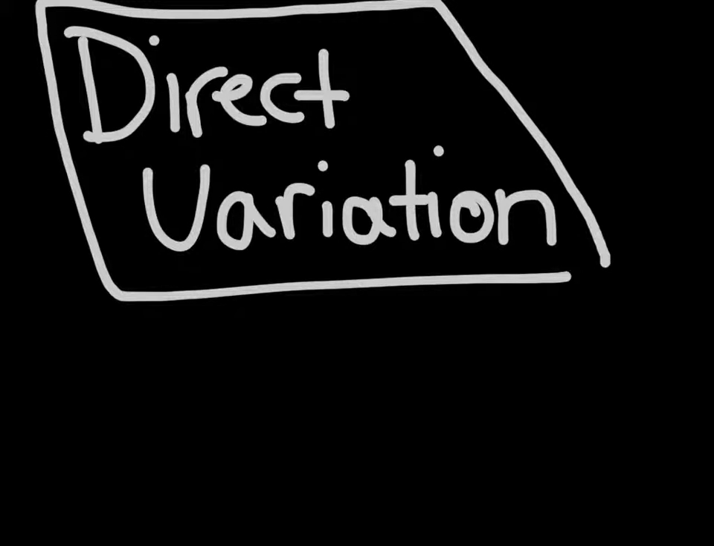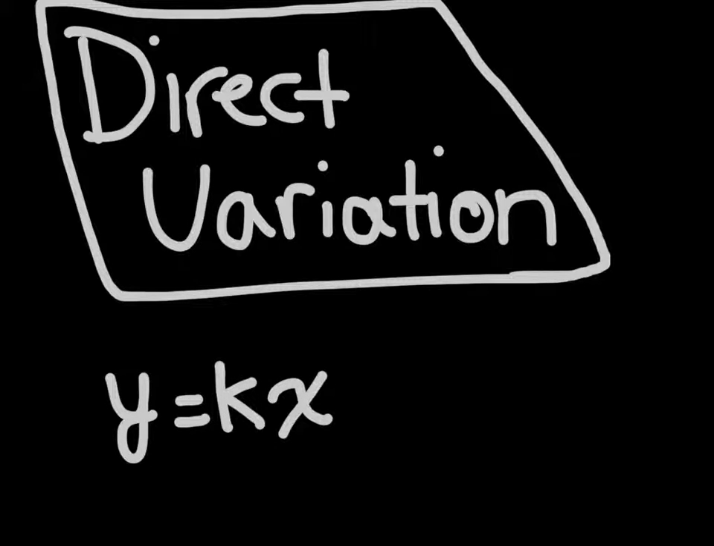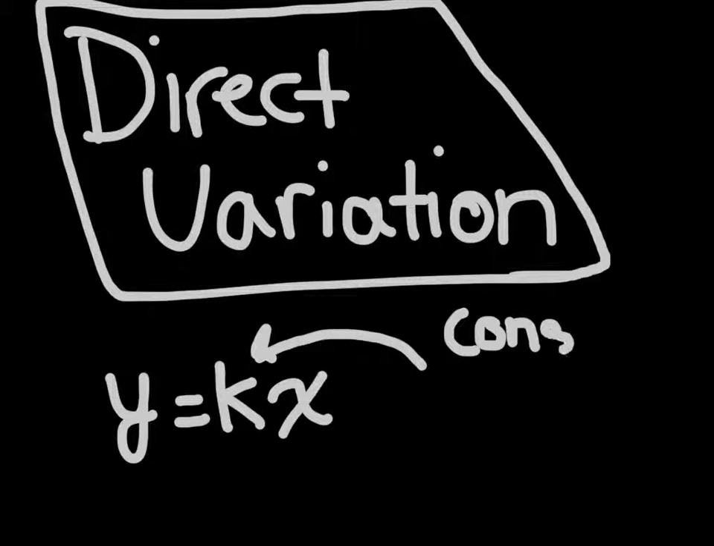Alright, so the first type of variation we'll be looking at is direct variation. Direct variation is always going to be in the form of y is equal to kx, alright? And k is our constant of variation.